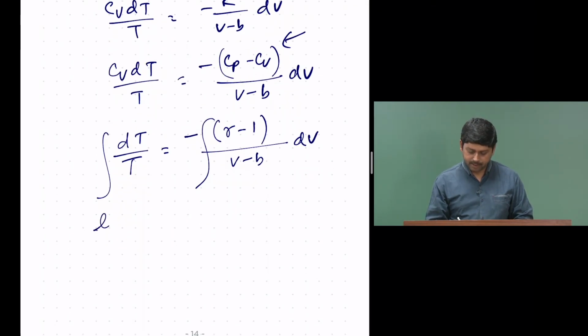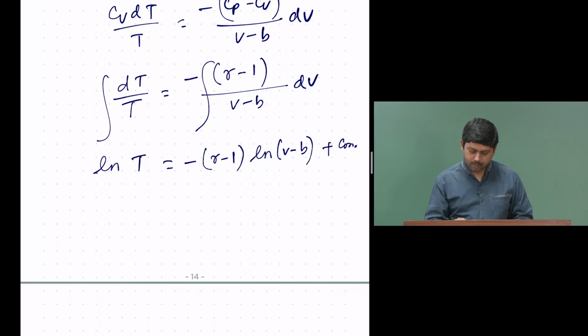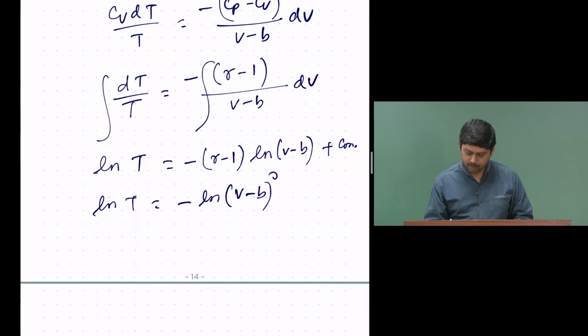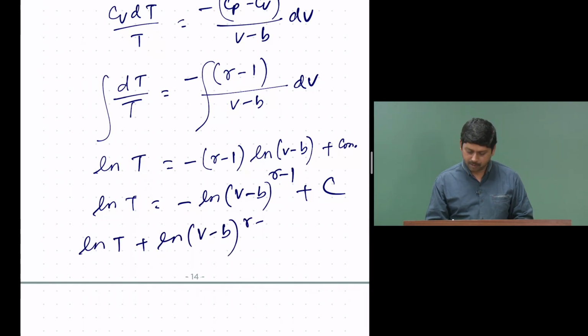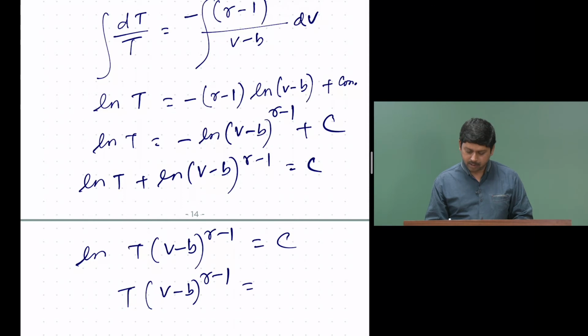We get ln T equal to minus gamma minus 1, or 1 minus gamma you could have done, ln (V minus b), plus a constant. So, ln T is minus ln (V minus b) to the power gamma minus 1 plus a constant C. Now I can bring it to the left hand side: ln of (V minus b) to the power gamma minus 1 is equal to C, or ln of T times (V minus b) to the power gamma minus 1 is equal to C, or T times (V minus b) to the power gamma minus 1 is e to the power C, or let us say another constant C prime.